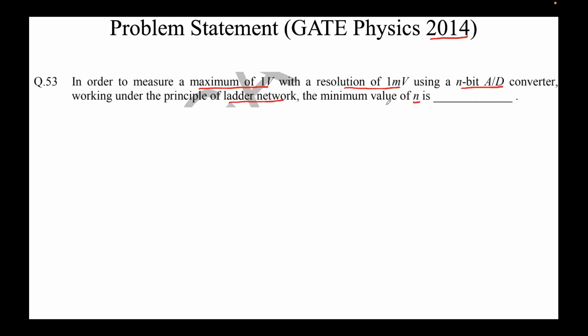So in this problem, what we are given is that we have to use an n-bit A to D converter. So this is a black box, let's say. This is an A to D converter, analog to digital converter. On this side, you will have an analog input. It can be anything, right? A voltage, let's say. And it will have a digital output, right? So I can denote it something like this.